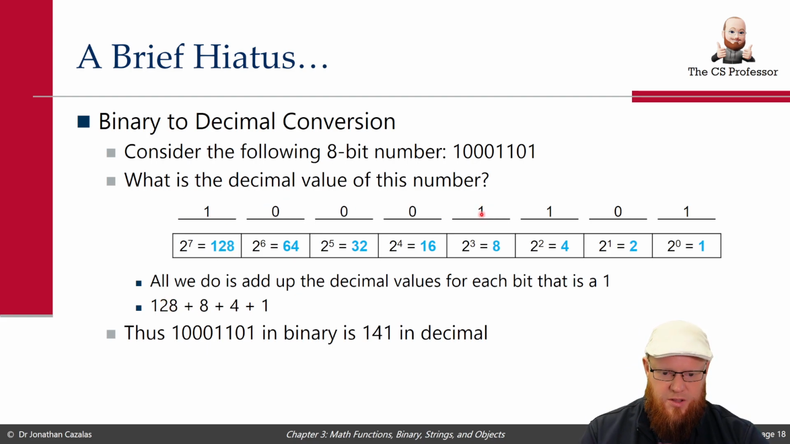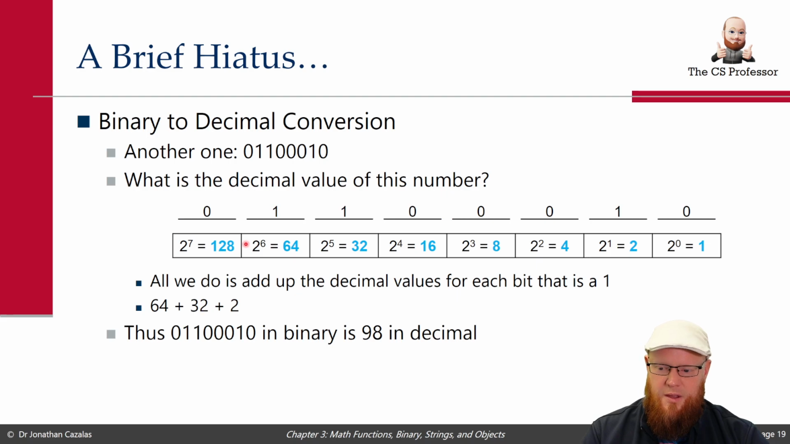Where's the next one? It's right here. What's the value? 8. So we're going to add an 8 to try to get the decimal number. Where's the next one? Right here. What is its value? A 4. Cool. We add 4. And finally, where's the very last one? Right here, and its value is 1. And so we add 1. So 128 plus 8 plus 4 plus 1. You take a calculator, you get 141. So we see that 1000 1101 in binary is 141 in decimal.